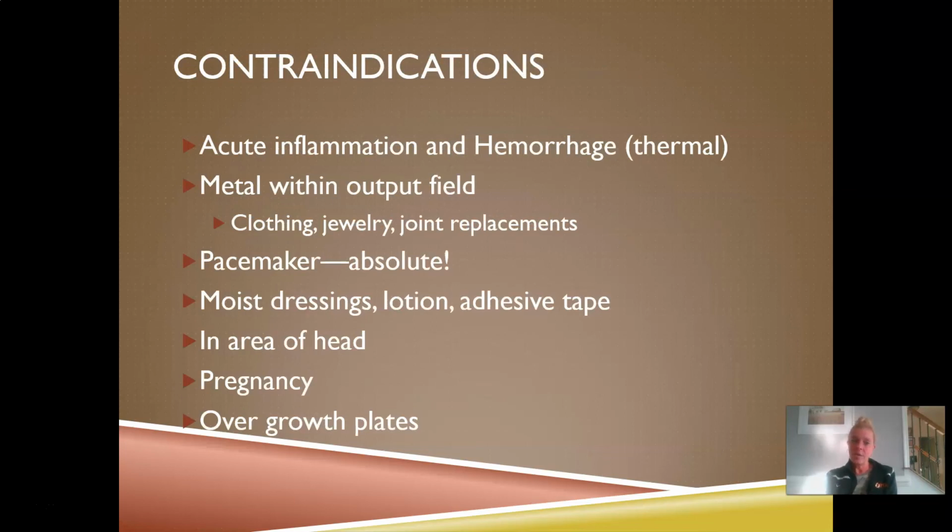Contraindications for diathermy: if they have acute inflammation and hemorrhage, you're not going to use thermal diathermy at that time. If they have any metal within the output field, and that can be clothing or jewelry, so like any external metals, zippers, snaps, buttons, anything like that, you want to make sure that they are removed and not in the area in which you're treating.